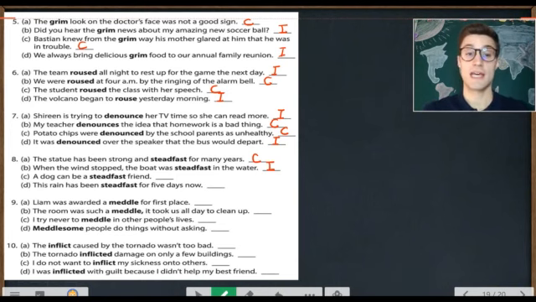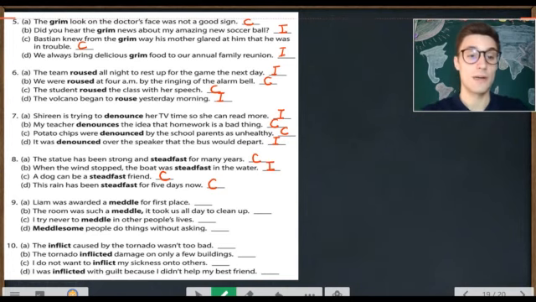C. A dog can be a steadfast friend. An unchanged, loyal friend. Could it be? Could a dog be a loyal friend? Yes. D. This rain has been steadfast for 5 days now. Correct, because it's been unchanged. And that's the definition of steadfast. Next, number 9. 9a.